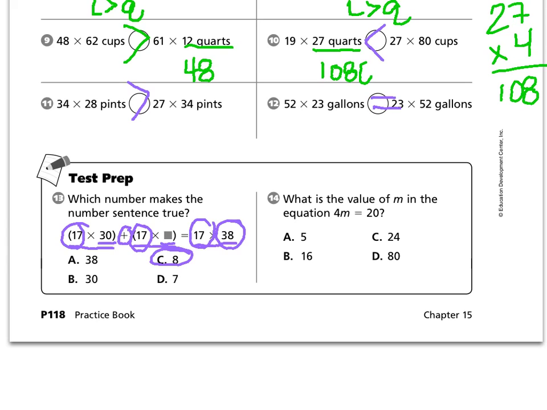What is the value of m in the equation 4m equals 20? Remember, 4m is actually equal to 4 times m. So 4 times what equals 20, and you know that's 5.